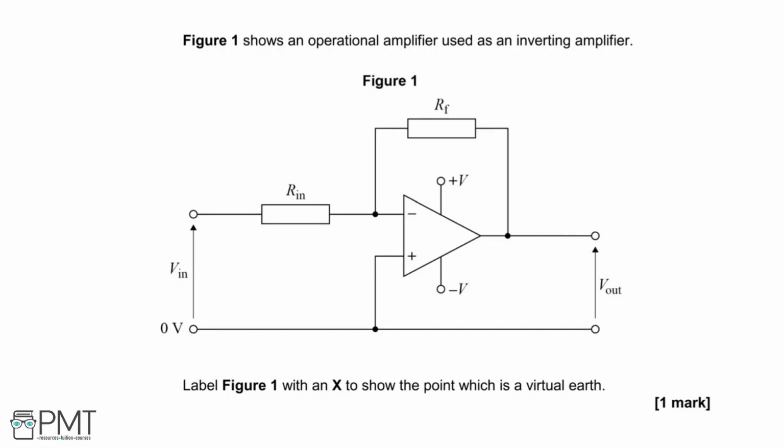So a virtual earth is a point in the circuit which is not electrically connected to earth, but is held at approximately 0 volts. And that point is here, and your mark would be for getting that in the correct place. There aren't any other places on the circuit where that X can be placed.